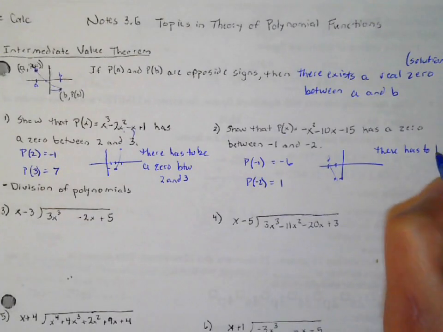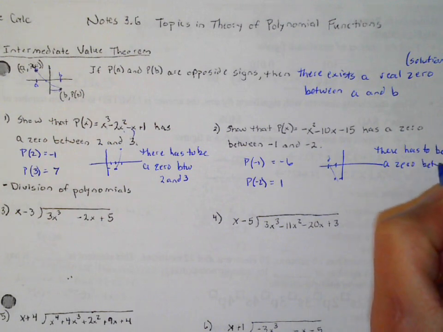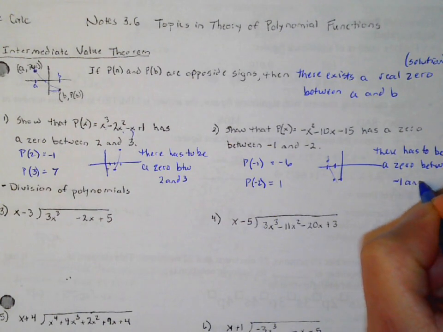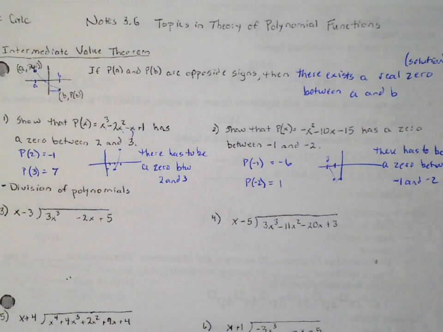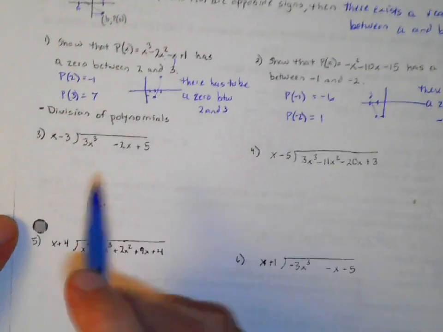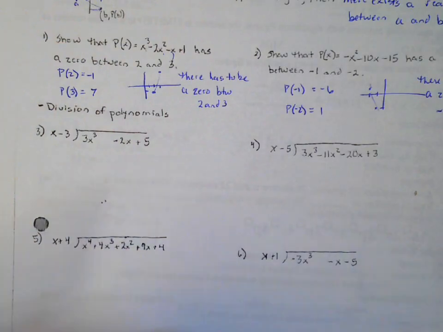There has to be a 0 between -1 and -2. Okay, so that's what the intermediate value theorem says. Okay, now on to division. We're going to divide polynomials 2 ways. We're going to use long division like this, and we're going to use synthetic division as well.